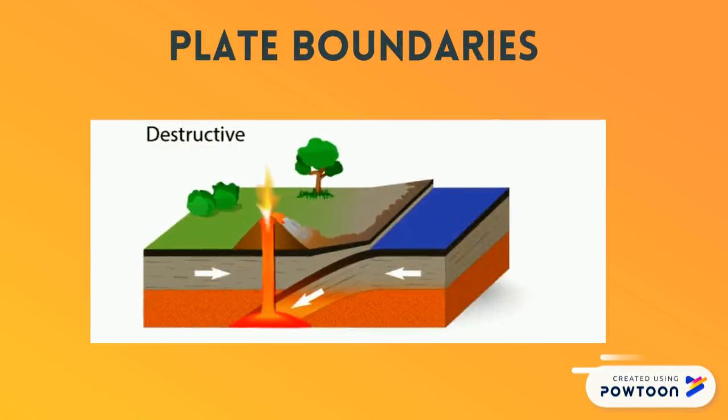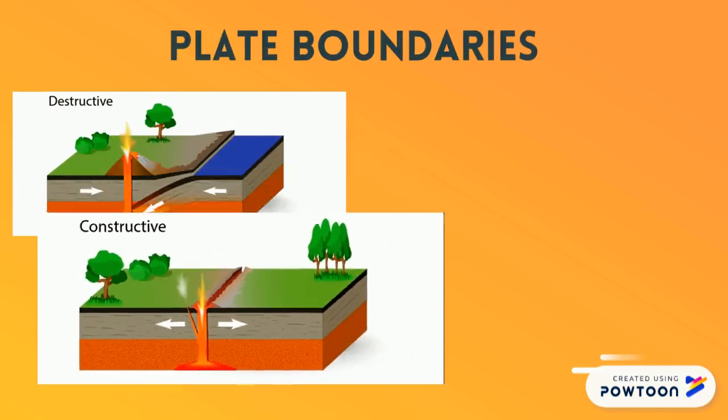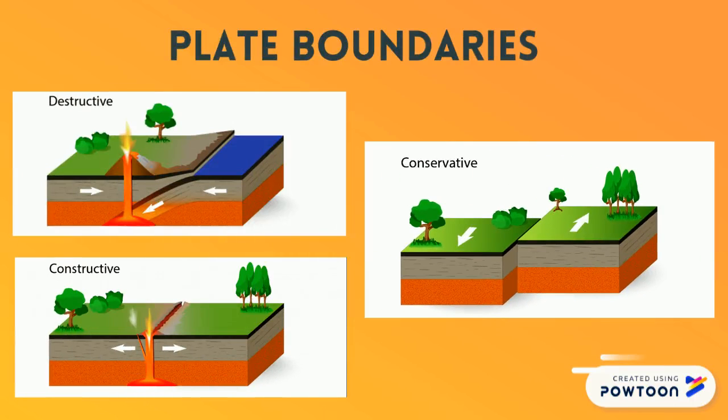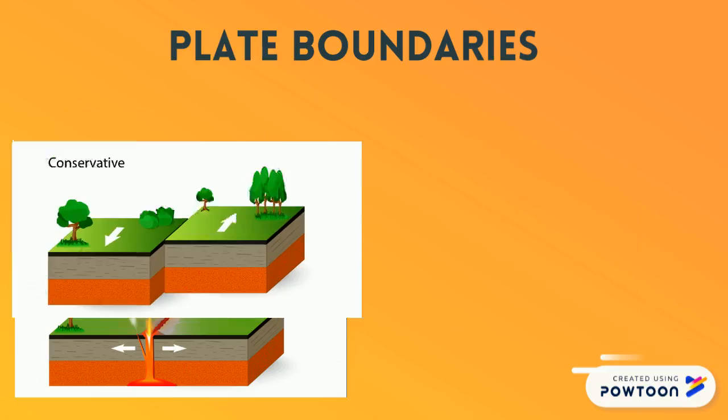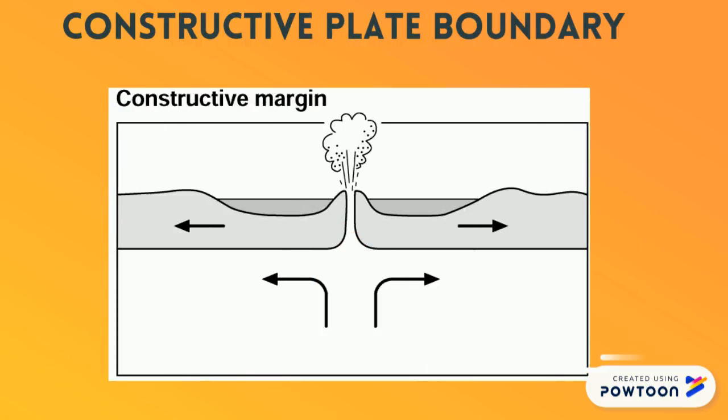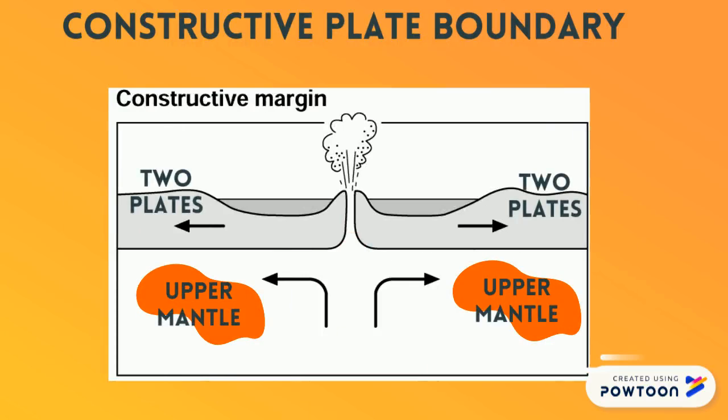First, let's look at the three different types of plate boundaries: destructive, constructive, and conservative. For volcanoes, we look at constructive. Here's a quick diagram. Two plates move apart, leaving a gap in the Earth's crust. Magma from the upper mantle slowly makes its way up to the gap.